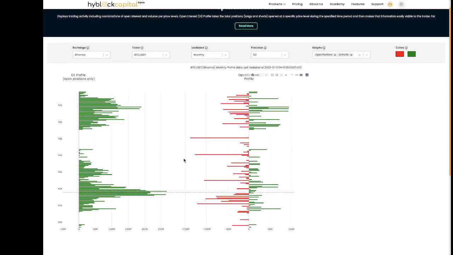So that was my overview of the open interest profile tool. I hope this provided more clarity on how this tool could be used.